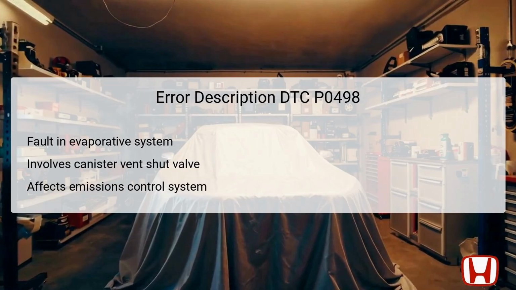regulations. DTC P0498 points to a fault within the Evaporative Emission Control System, specifically targeting the EVAP canister vent shut valve. This component is crucial as it helps control the pressure within the fuel tank and minimizes fuel vapor emissions. Located near the fuel tank, the vent valve opens and closes as needed to allow fresh air into the canister while preventing the escape of harmful vapors into the atmosphere.